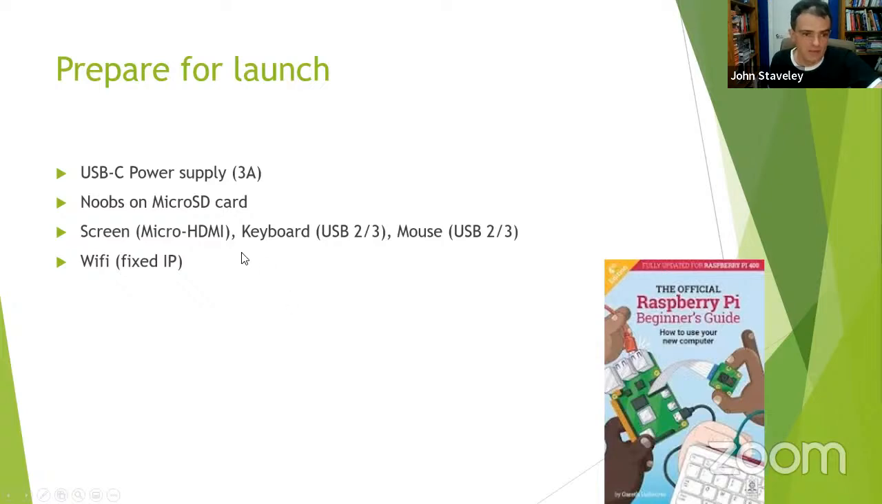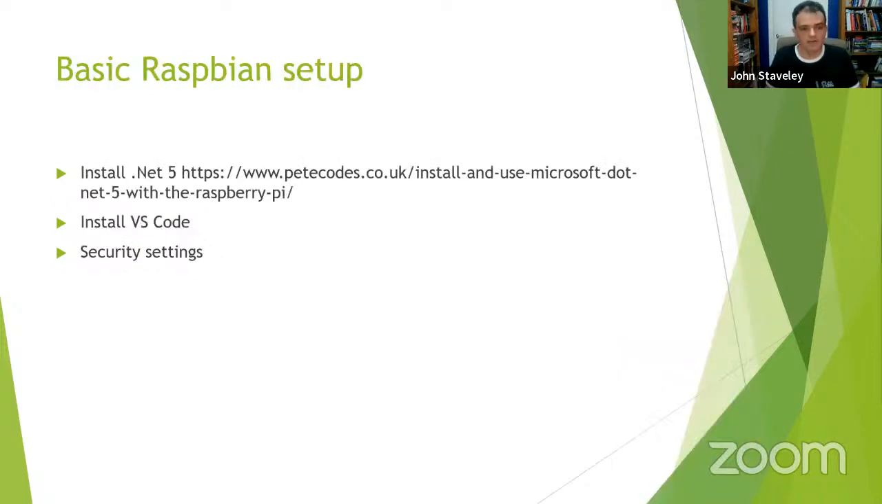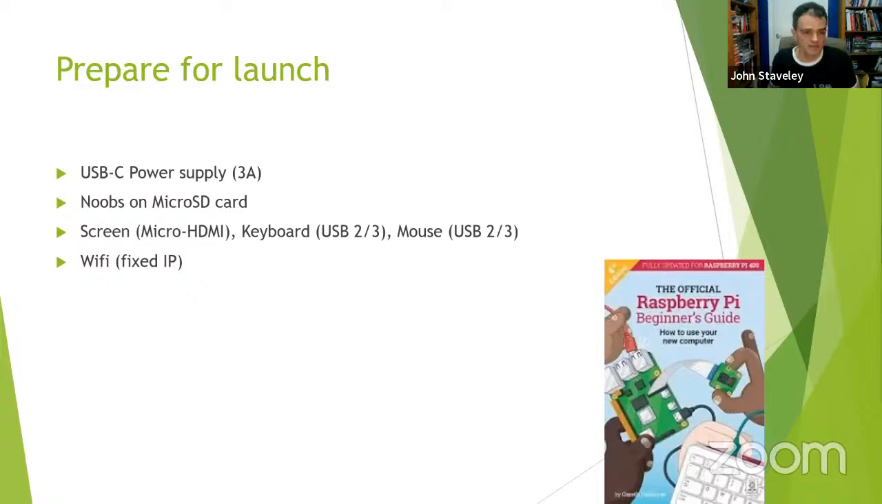Now, I have a screen, a keyboard, and a mouse, but that's purely just to get set up on the Wi-Fi. Once I'm on the Wi-Fi, I don't need to bother with those at all because I then VNC onto the Raspberry Pi so I can see what's going on. And it generally helps to have a fixed IP address for VNC and SFTP.